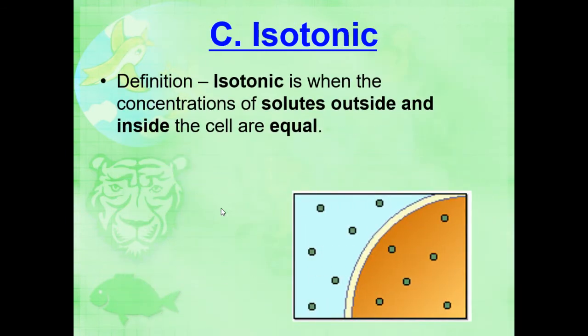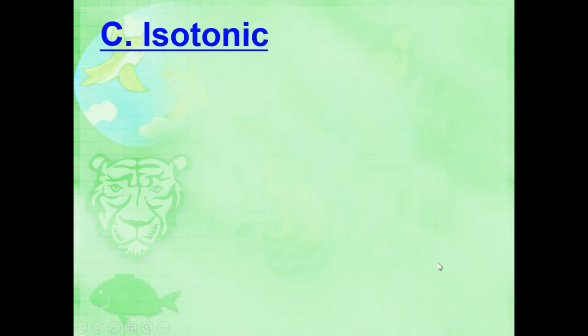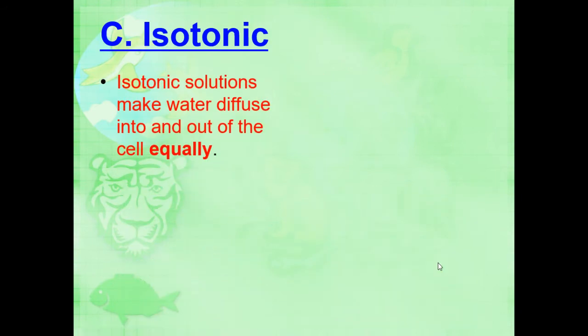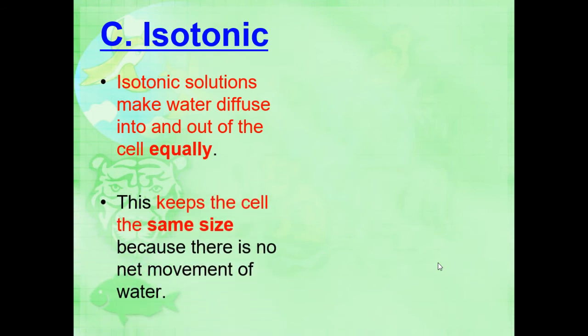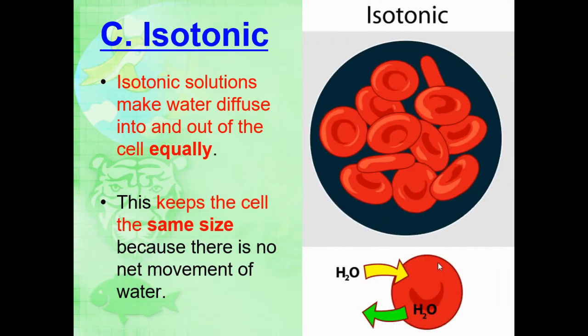Isotonic is when the concentration of solutes outside and inside are completely equal. So we have the same number of solute particles outside the cell as we do inside the cell. Isotonic solutions make water diffuse into and out of the cell completely equally. And this keeps the cell the same size because there is no net movement of water. That means that we're not gaining any water and we're not losing any water.